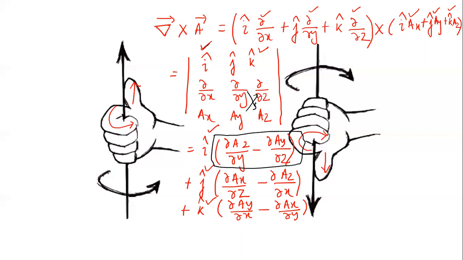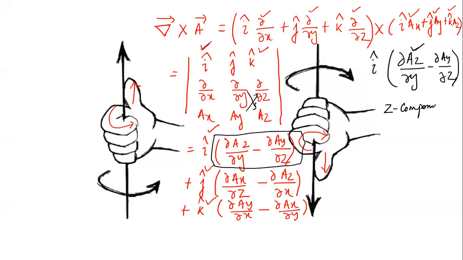So what do you mean by this? Let us just see the first term here that we got mathematically. Actually, what it says, in the i cap direction, we got del Az by del y minus del Ay by del z. That means what? This Az is the z component of the vector A.